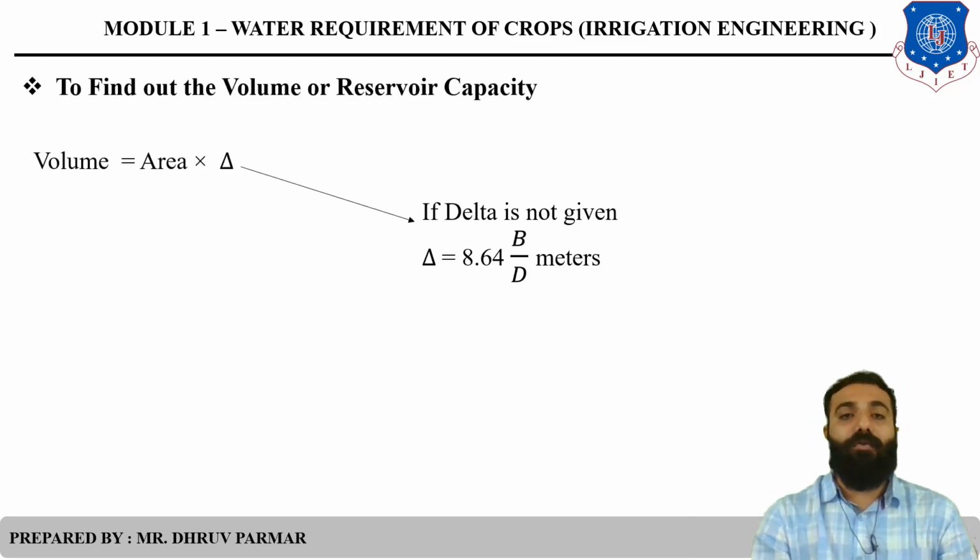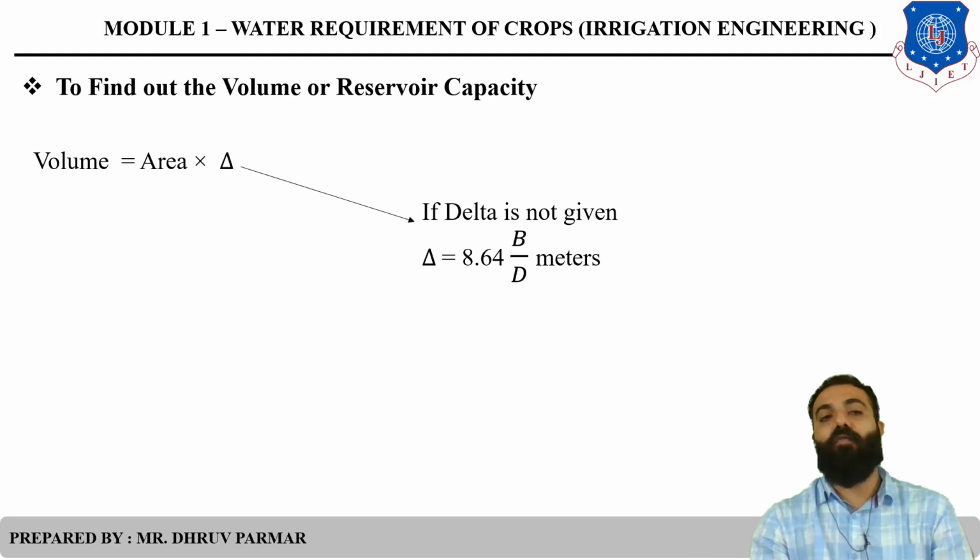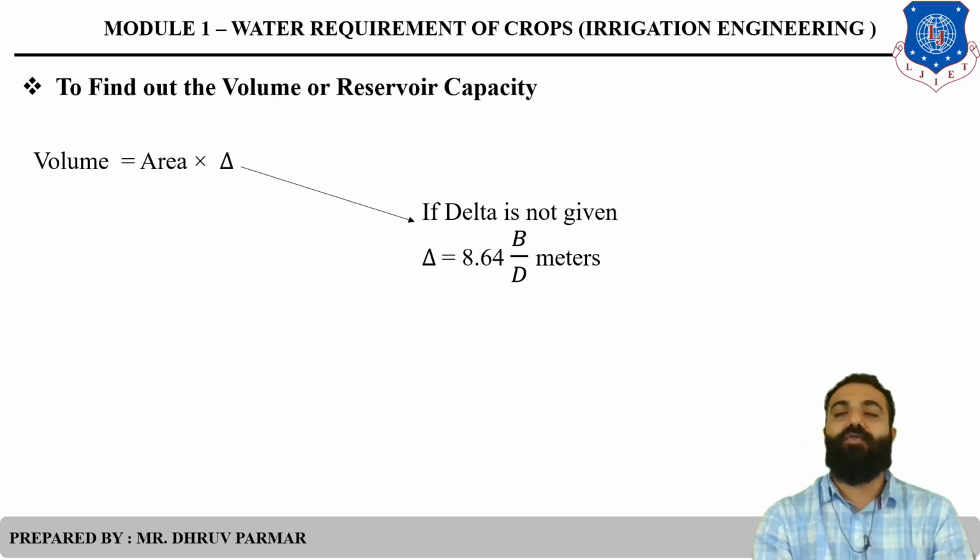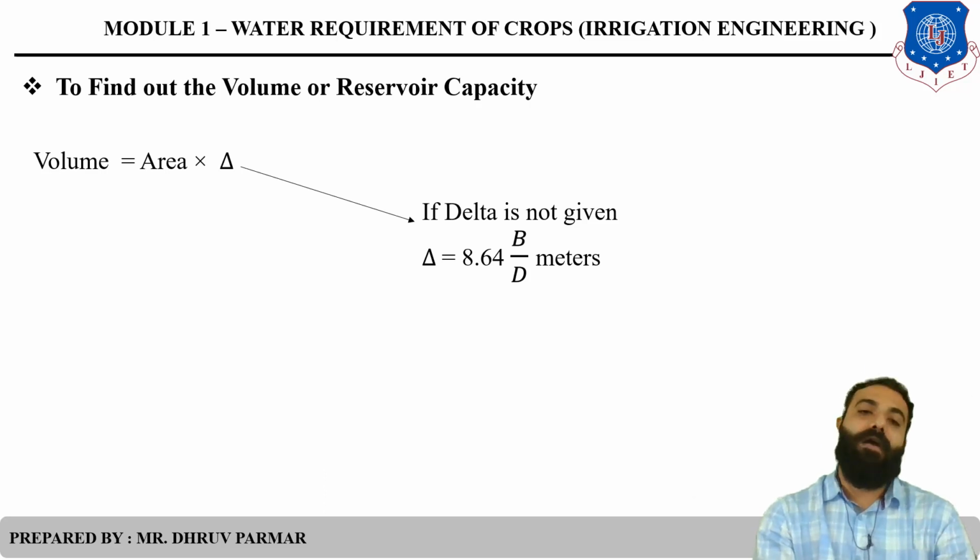So to find out the volume of reservoir capacity, what is volume? Volume is equal to area into depth. Area is given, and delta we find out from the formula here.